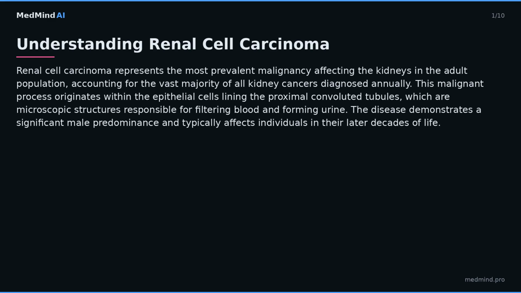Understanding renal cell carcinoma. Renal cell carcinoma represents the most prevalent malignancy affecting the kidneys in the adult population, accounting for the vast majority of all kidney cancers diagnosed annually. This malignant process originates within the epithelial cells lining the proximal convoluted tubules, which are microscopic structures responsible for filtering blood and forming urine. The disease demonstrates a significant male predominance and typically affects individuals in their later decades of life. Understanding the biological nature of RCC is fundamental to recognizing its aggressive potential and implementing appropriate diagnostic and therapeutic strategies.